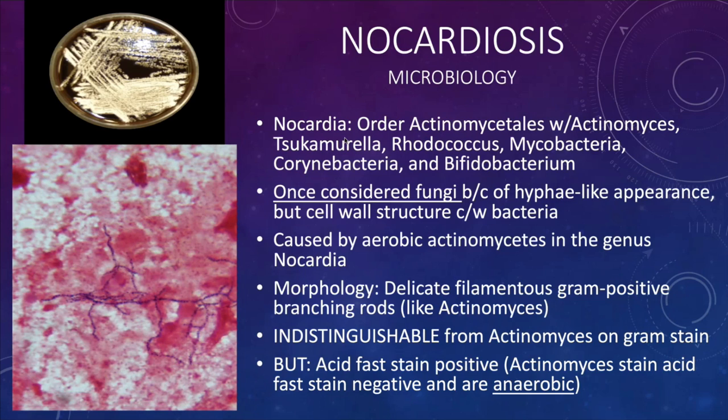So Nocardia is in the order Actinomycetalis with all of these different organisms. And when Nocardia was discovered initially, it was thought to be a fungus because of the branching characteristic of its organisms. But upon further examination of the cell wall, it was determined that it shared a lot of similarities to bacteria, and now it's categorized, of course, as a bacteria.